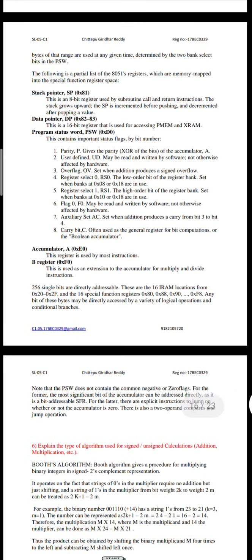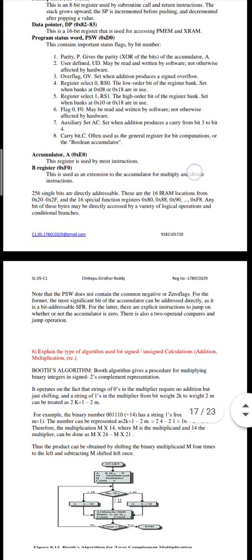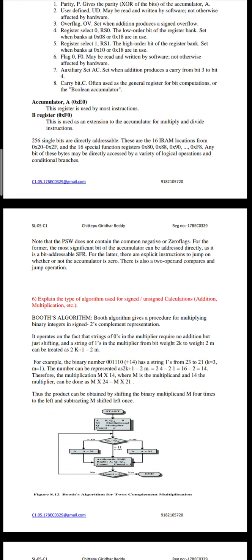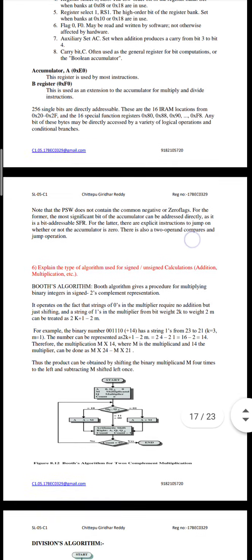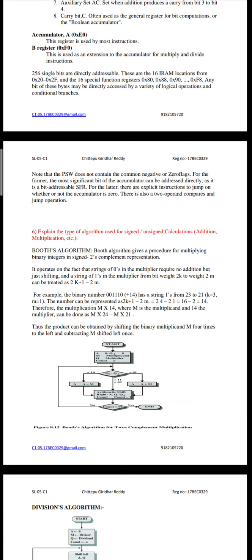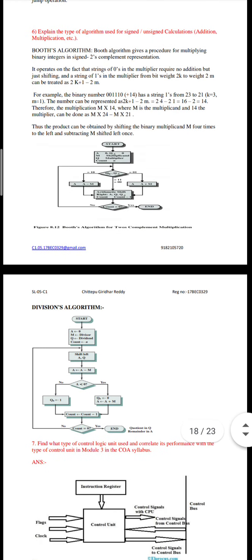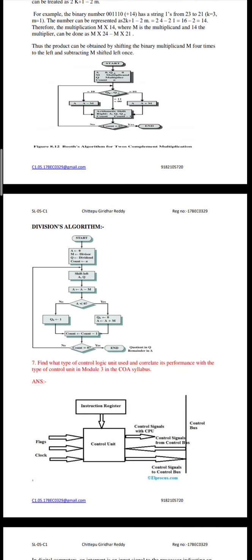Here we have the register descriptions like the stack pointer, data pointer, and program status word, in short known as PSW. The accumulator is used by most instructions, and we also have the B register. The algorithms used for signed and unsigned calculations are commonly known as addition, multiplication, etc. Booth's algorithm is a procedure for multiplying binary integers in signed 2's complement representation. Here we can see a flowchart of Booth's algorithm and how to solve it.